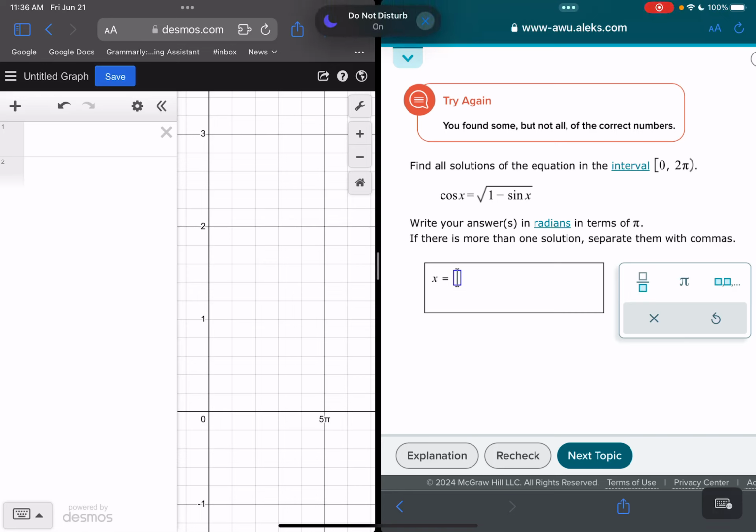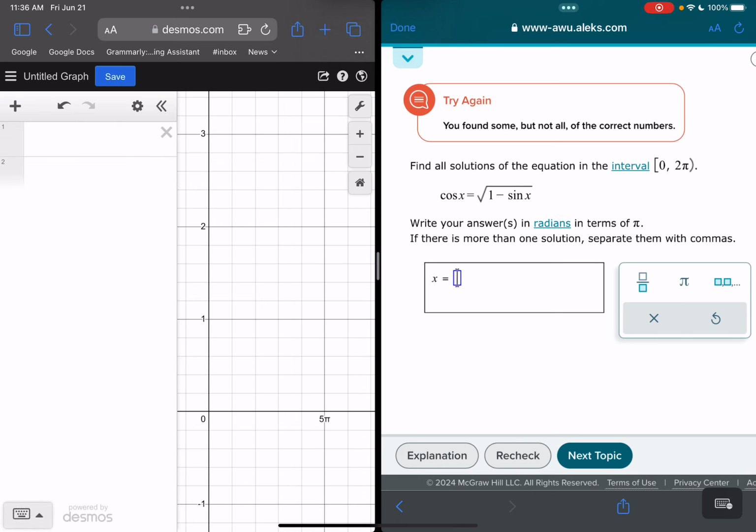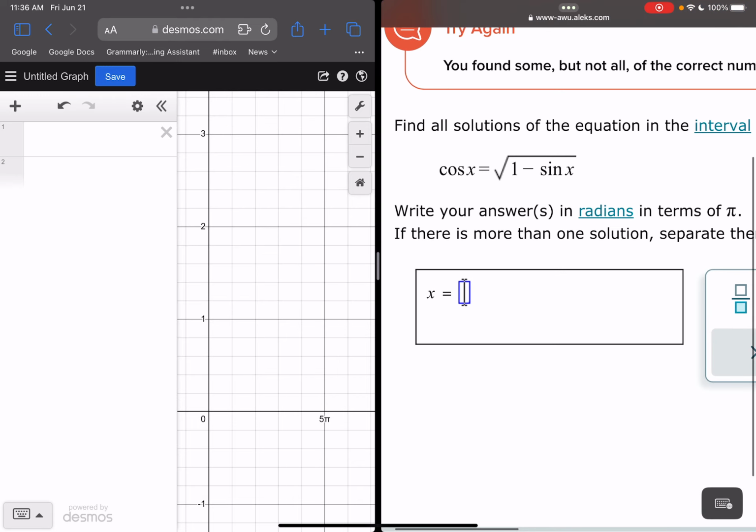Okay, so for these ones, it can be pretty simple if you just put it in Desmos. I got it wrong the first time because I forgot to put it in radians rather than degrees. So make sure you put it in radians, because it wants your answer to be in radians.